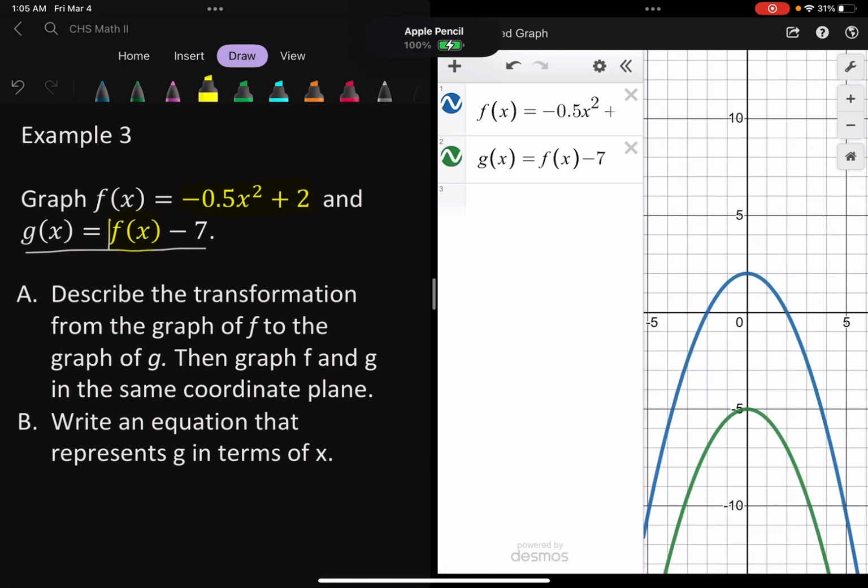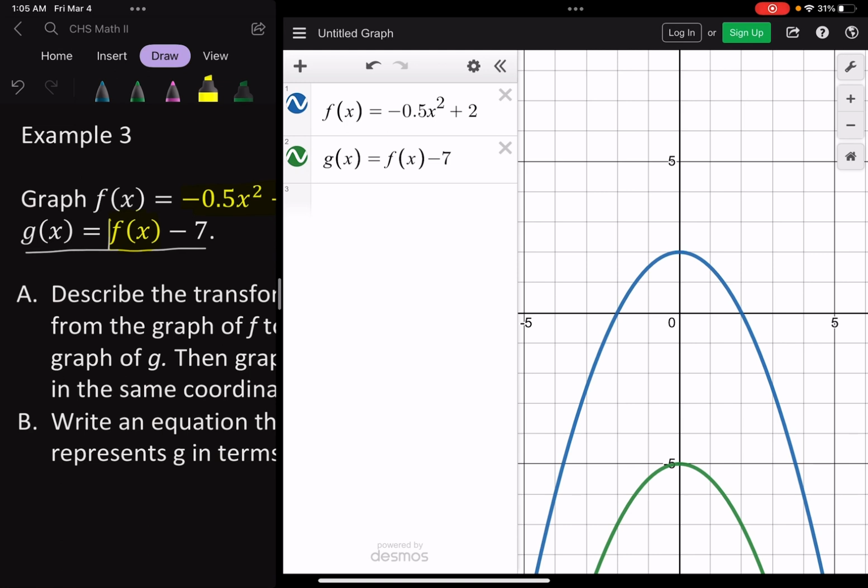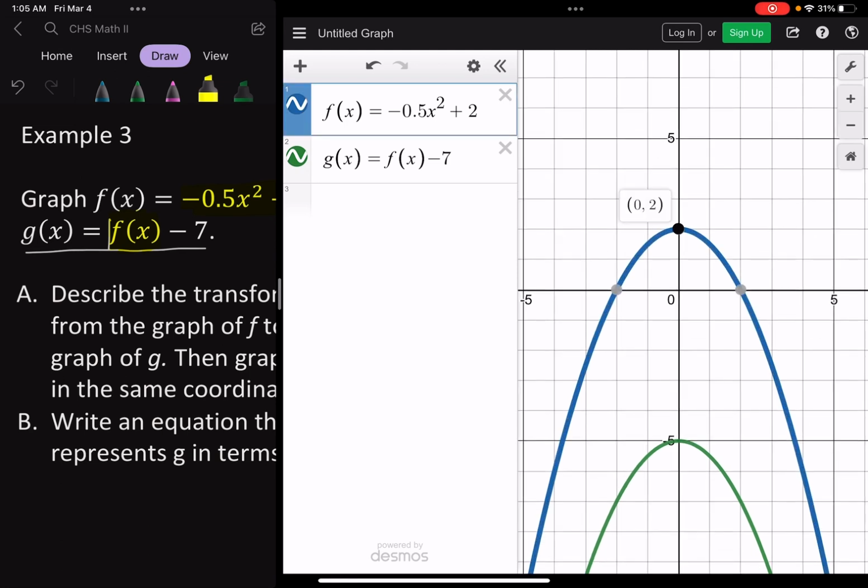All right, so notice how we took everything in that first function. So we took f of x, and it took everything there, and we just subtracted 7 from each of the numbers in that graph. So if you notice here, watch. My y-intercept's at 2, so if we do 2 minus 7, we'll get negative 5.